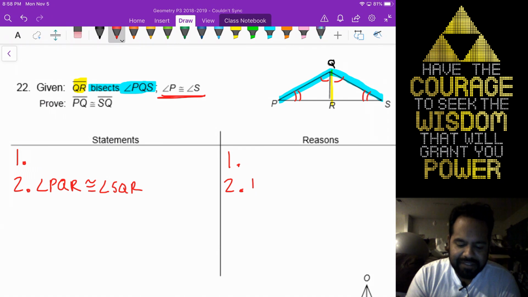This is bad. And this is going to be a definition of an angle bisector.